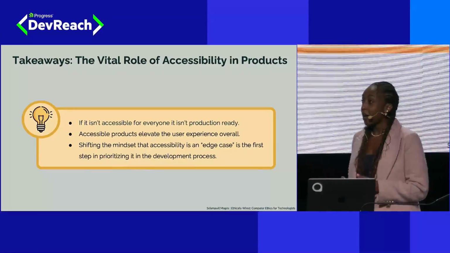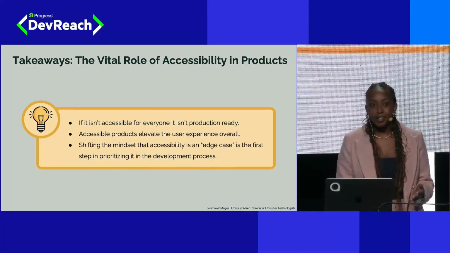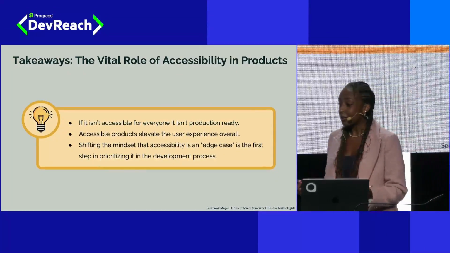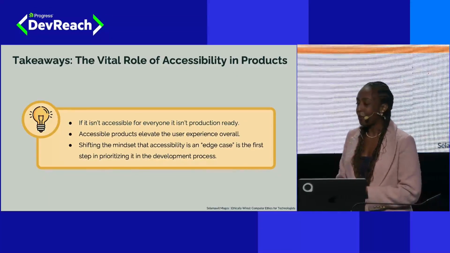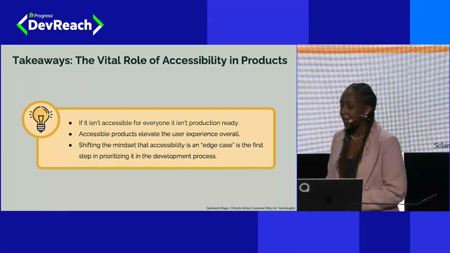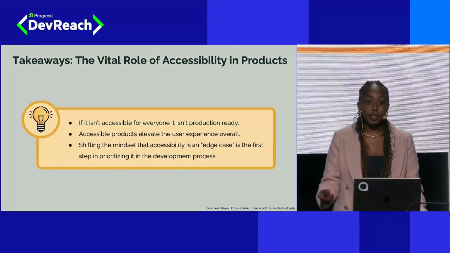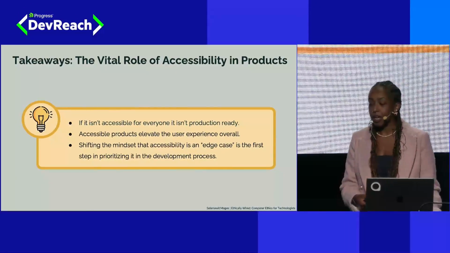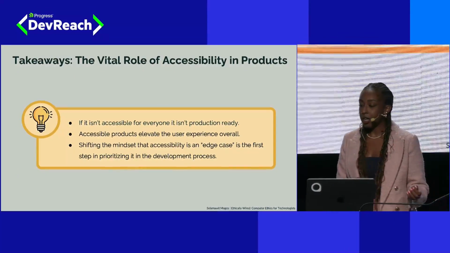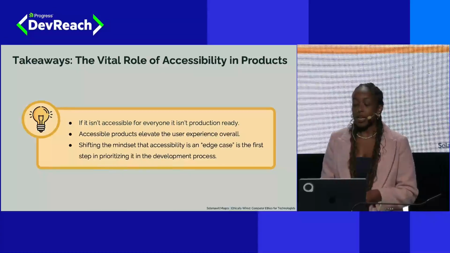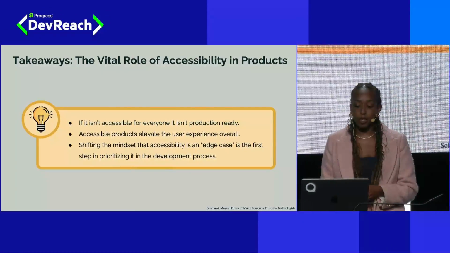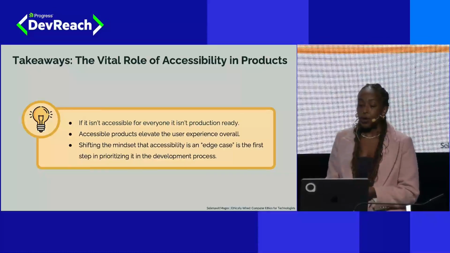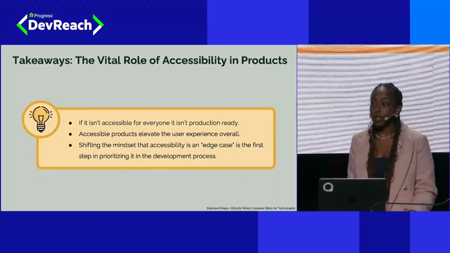Now, taking a step back from all of this, this is all to say that if it isn't accessible for everyone, it isn't production ready. And accessible products elevate the user experience overall. And shifting the mindset that accessibility is an edge case is the first step in prioritizing it in the development process. And in doing so, we create better quality products for everyone.